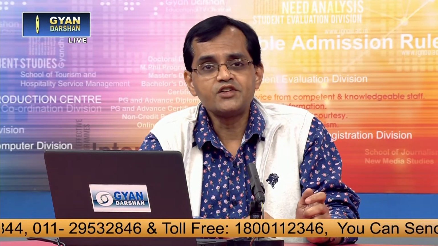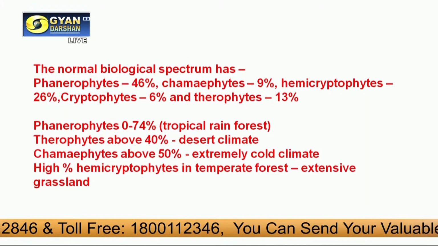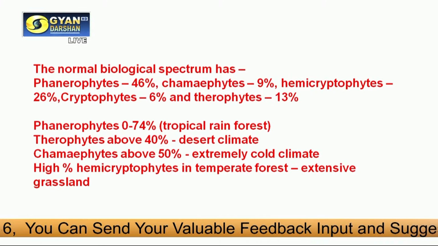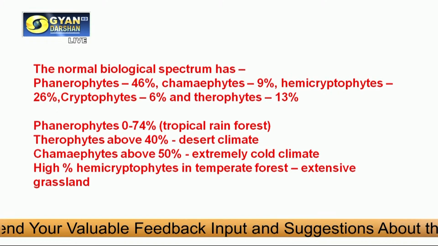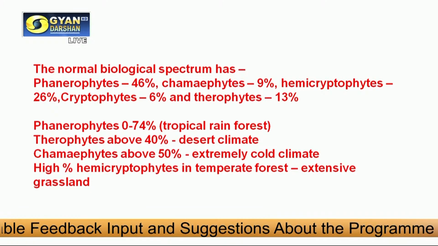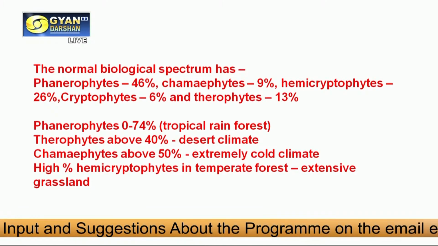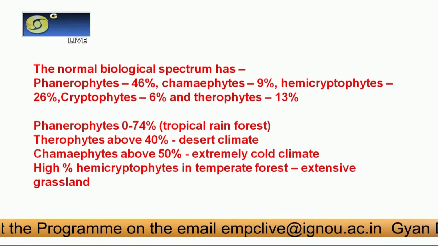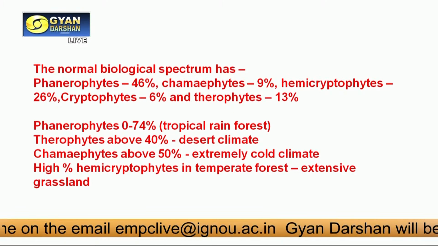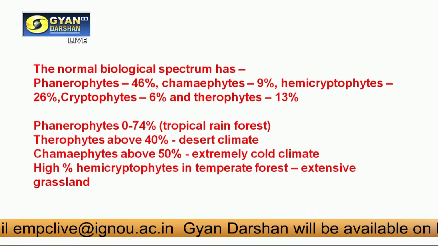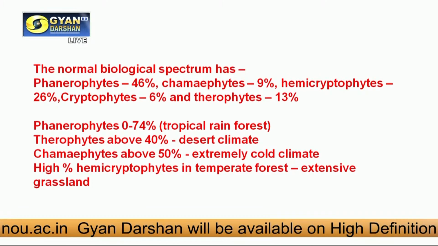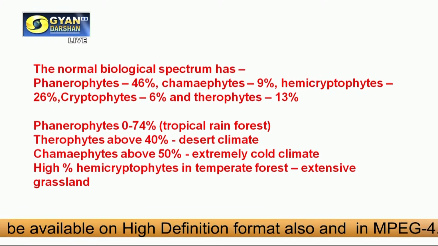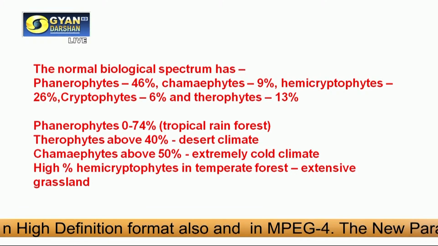Now, what is the normal biological spectrum? They have shown phanerophytes 46%, chamaephytes 9%, hemicryptophytes 26%, cryptophytes 6%, and therophytes 13%. Phanerophytes in tropical rainforest can be as high as 74%. Therophytes above 40%, desert climate. Chamaephytes above 50%, extremely cold climate. High percentage of hemicryptophytes in temperate forest and extensive grassland.